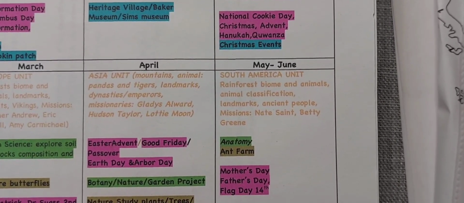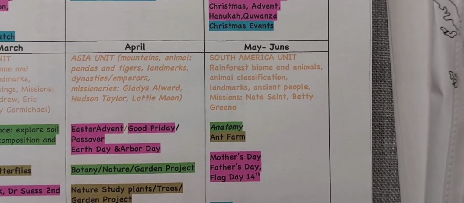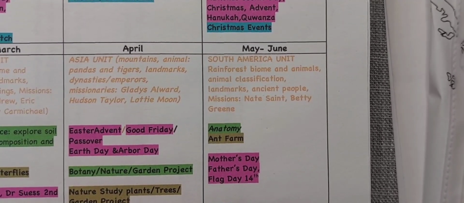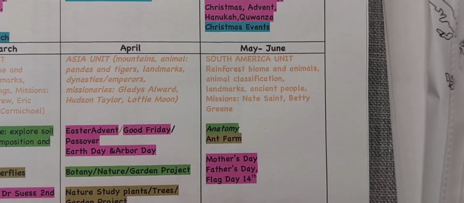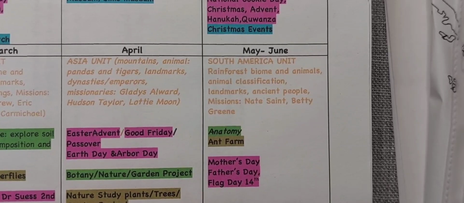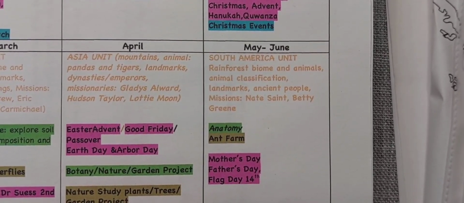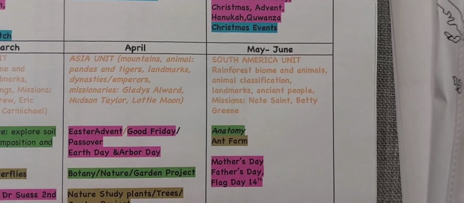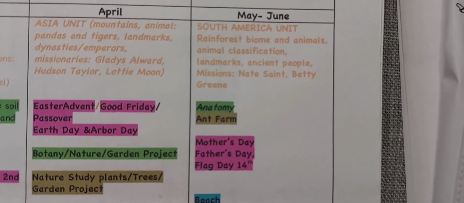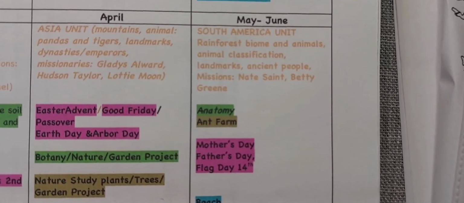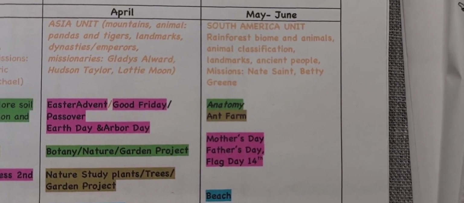All right, May or June, South America, your final destination. By this point, you're on the 7th continent. And your science unit is anatomy. You can talk about the human body, the different body systems or body parts, depending on the age of your child. And you can do an ant farm for your nature project if you want to. It's Mother's Day in May, Father's Day in June, Flag Day on the 14th if you want to talk about our flag and flags around the world. That would be fun, kind of way to sum up this around the world study. And you could take a beach trip.